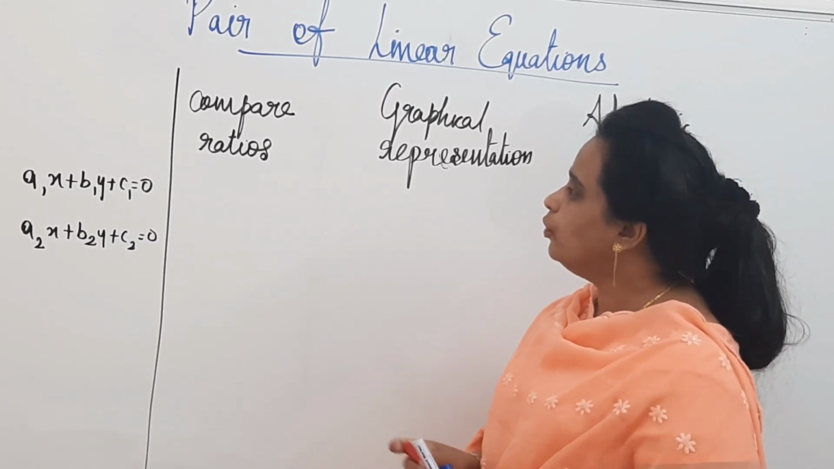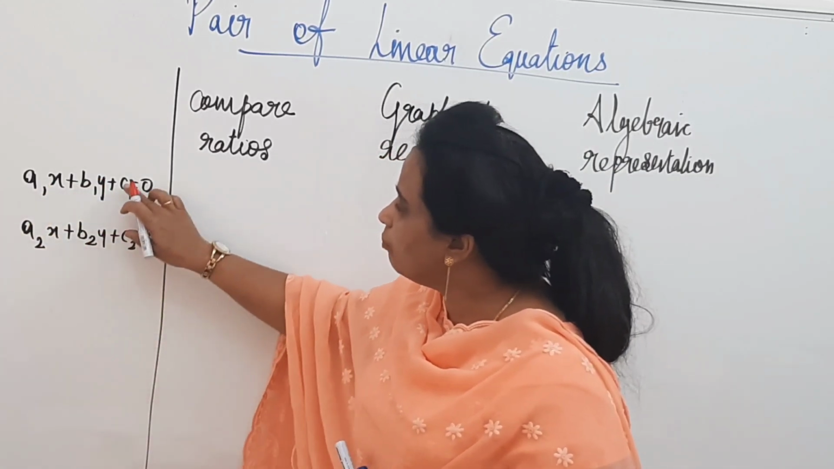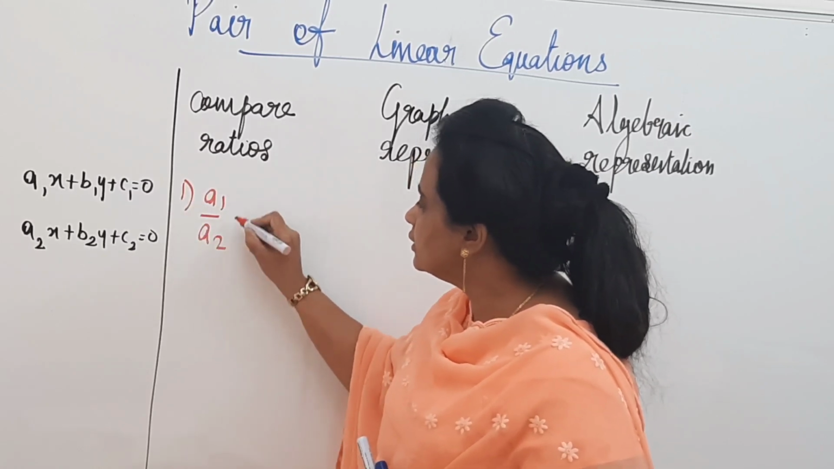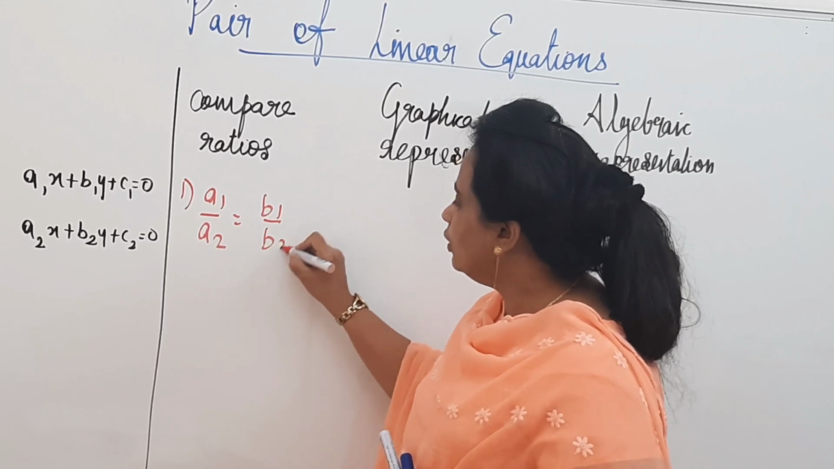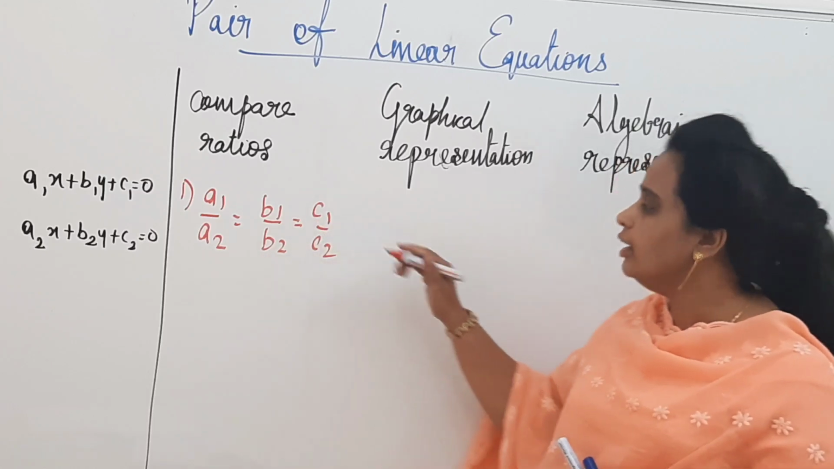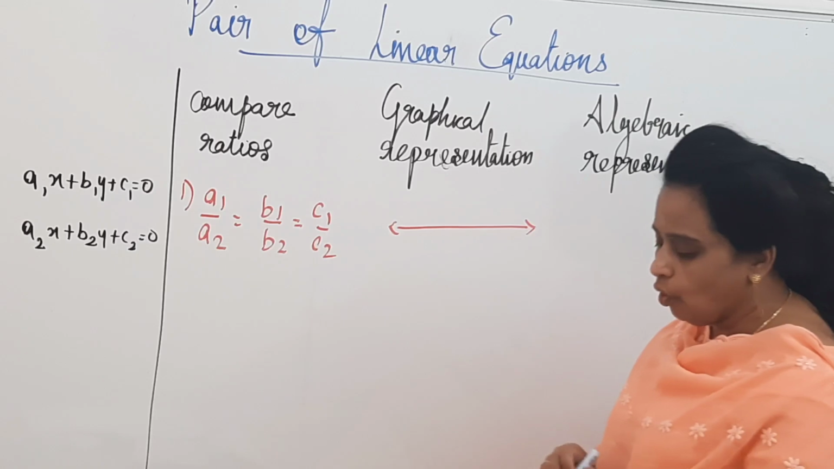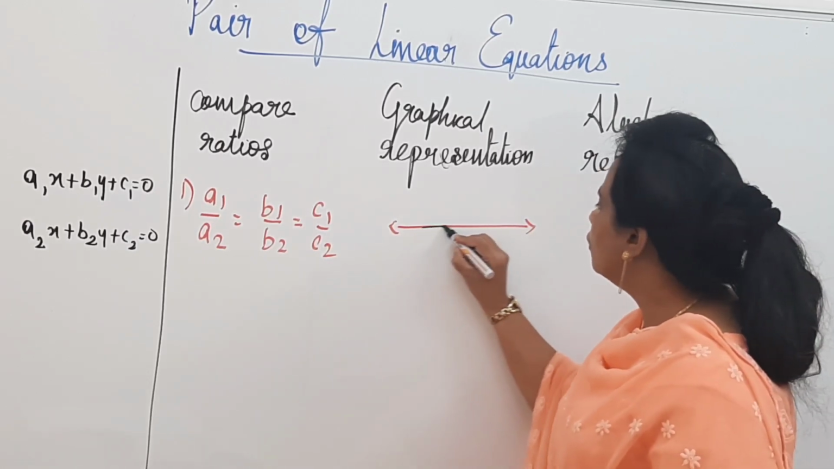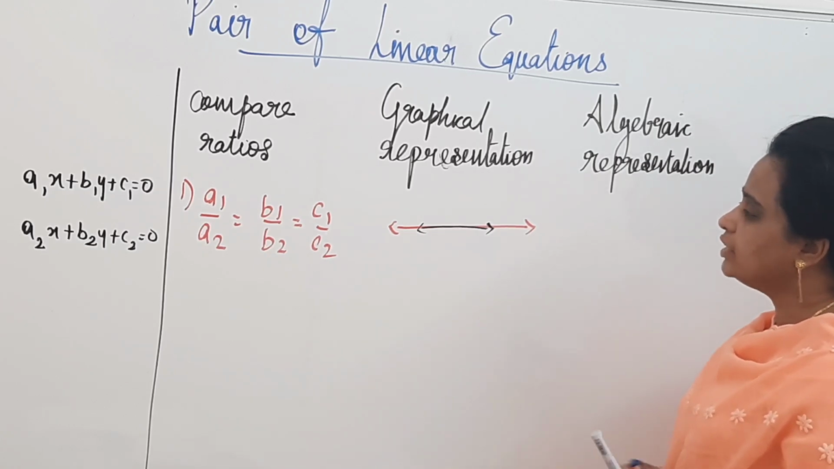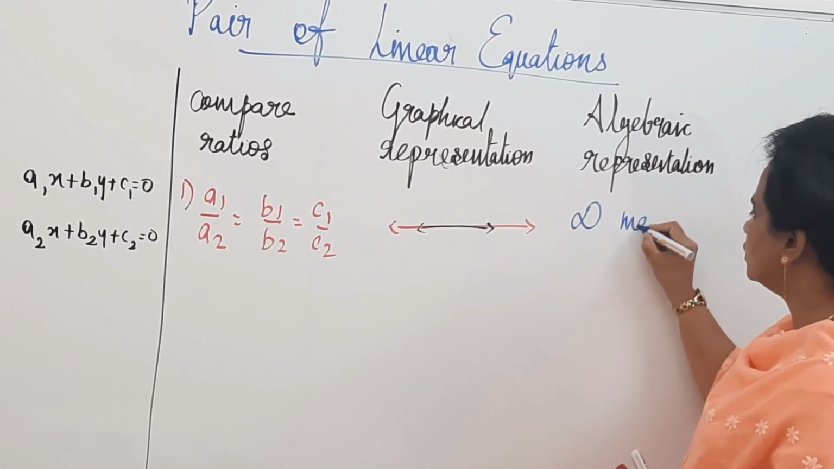So first, I am going to compare the ratio such that a1 by a2 is equal to b1 by b2 and c1 by c2. So my first comparison is a1 by a2 equal to b1 by b2 equal to c1 by c2. All are equal. That means my graphical representation will be coinciding lines. So those two lines are going to coincide. So how my algebraic expression representation will be? It is infinitely many solutions.